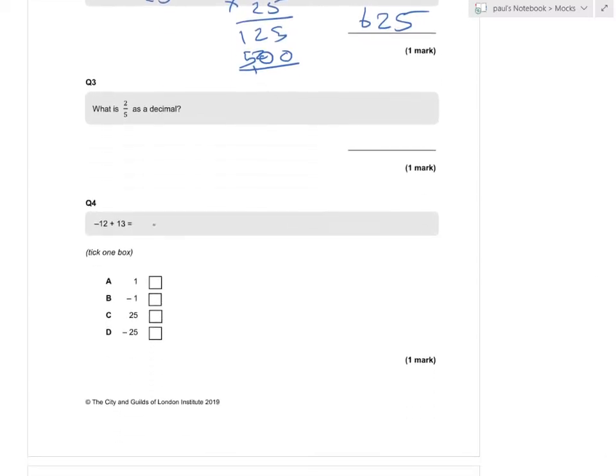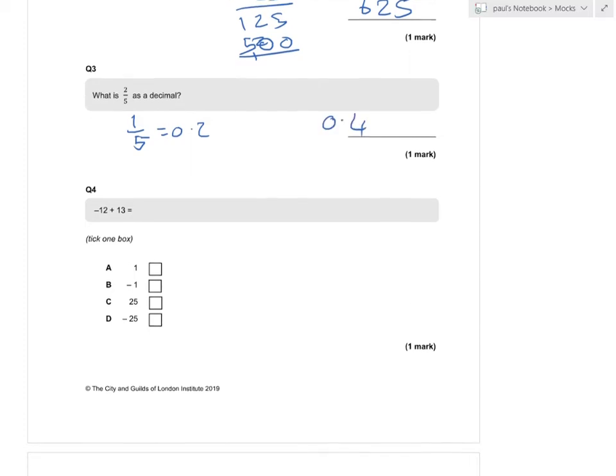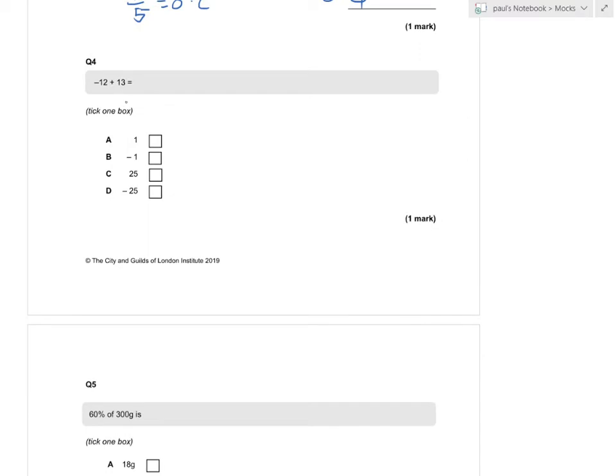2/5 as a decimal. Well, 1/5 equals 0.2, so double that will be 0.4. Now, question 4, minus 12 plus 13. So we do a number line there for 0 and call it minus 12 down there. Then we've got to go plus 13. And so we will end up at plus 1. So 1.